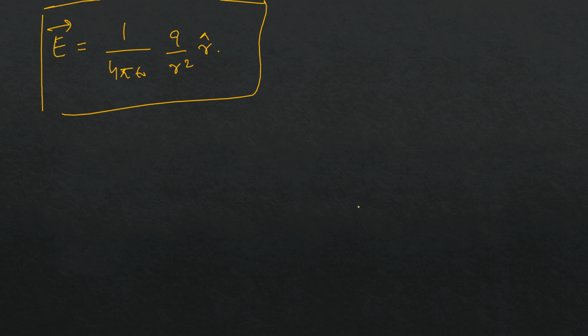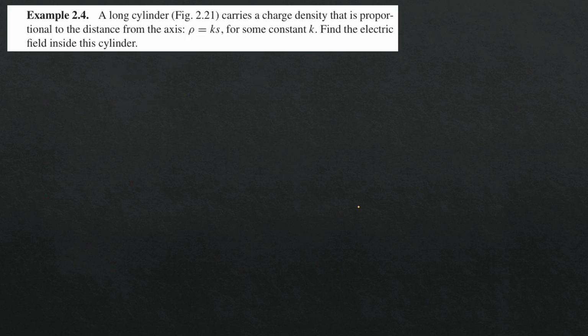Okay, next question. Example 2.4. A long cylinder carries a charge density that is proportional to the distance from the axis. Rho proportional to s, where s is your distance. So rho is equal to ks. Find the electric field inside the cylinder.